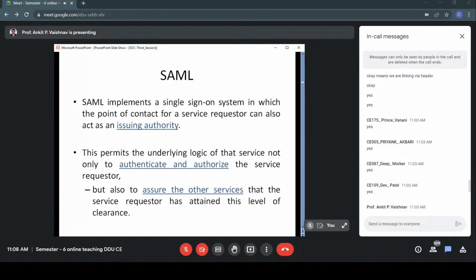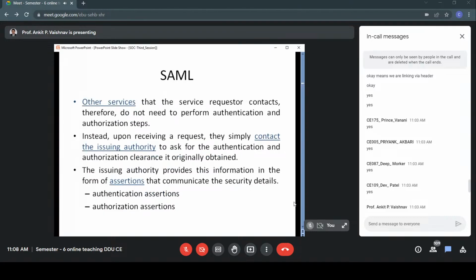Okay. Fine. So it is just like we are issuing an ID card to that service, saying that now you are authorized and nobody else will ask you for re-authentication. That is the concept of SAML. Okay. Let us go for the process. Next step.